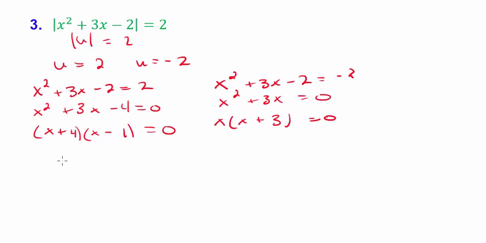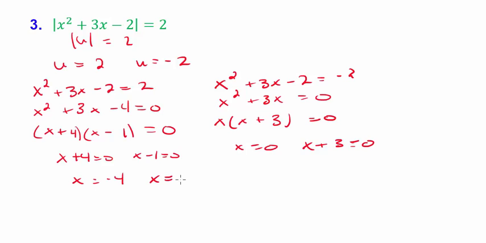From here, we go ahead and solve the equation. So x plus 4 is equal to 0, x minus 1 is equal to 0, x is equal to 0, and x plus 3 is equal to 0. All right, so we know x is equal to negative 4, positive 1, 0, and negative 3. So our solution set in set notation will be negative 4, negative 3, 0, and 1.